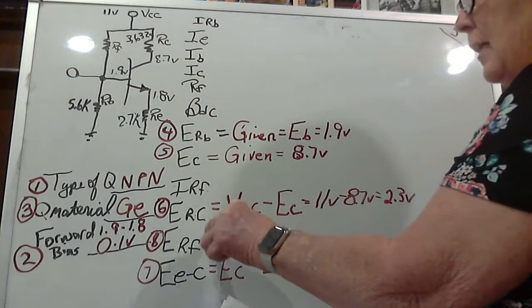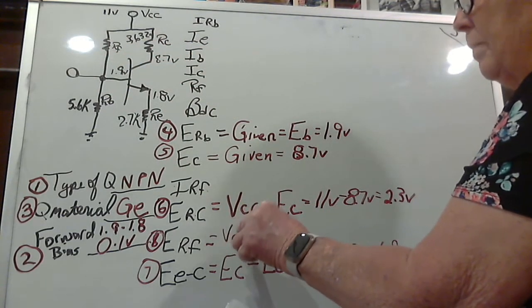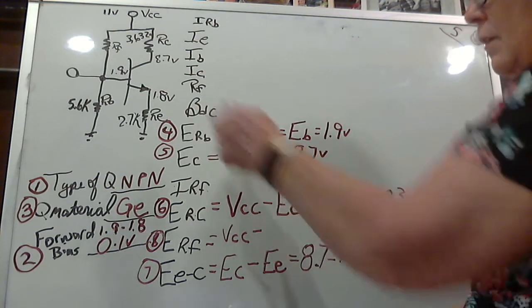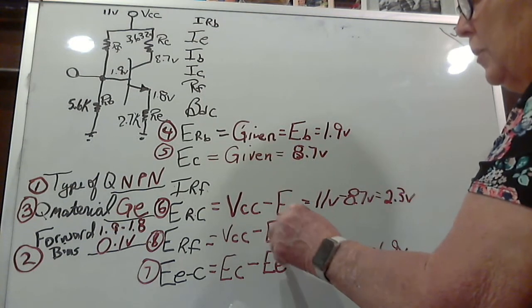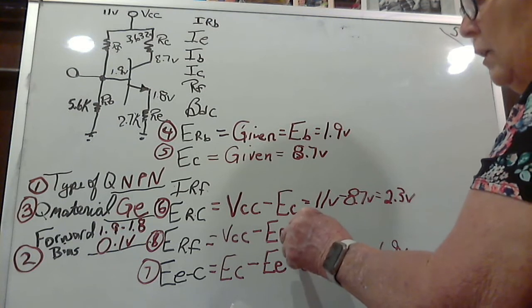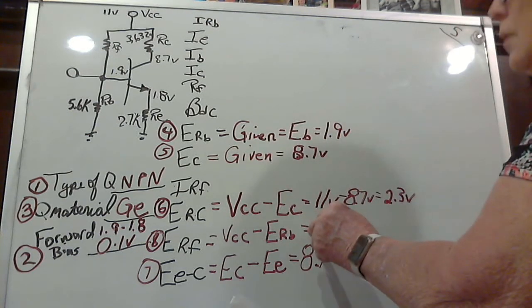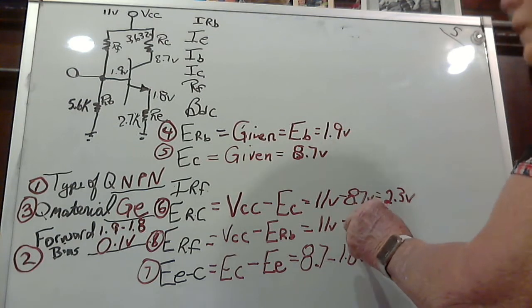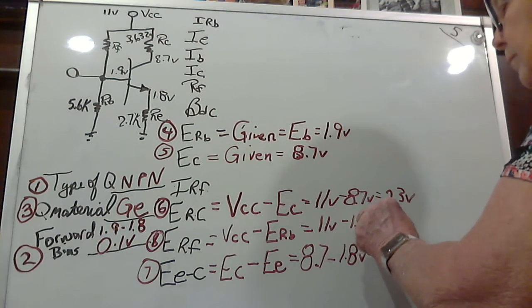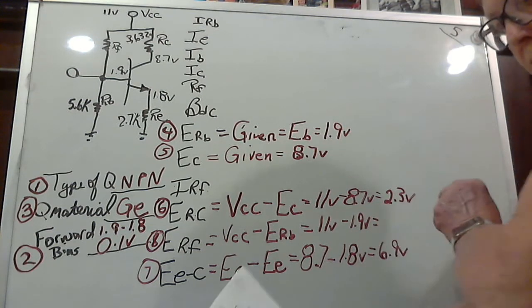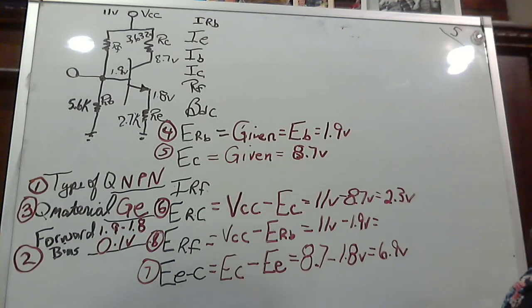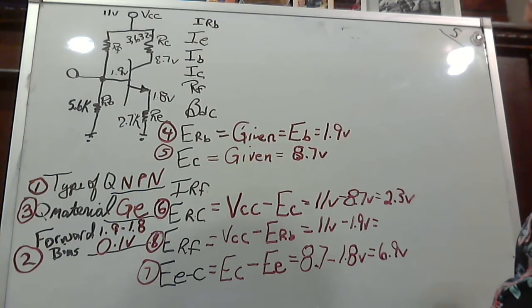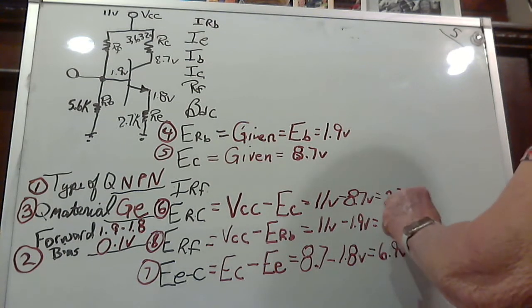So in that case, I could say my source voltage minus the voltage drop across RB is equal to the base voltage. So that's the 11 volts minus the 1.9 volts. That should give me the voltage across there, which is the 9.1 volts.